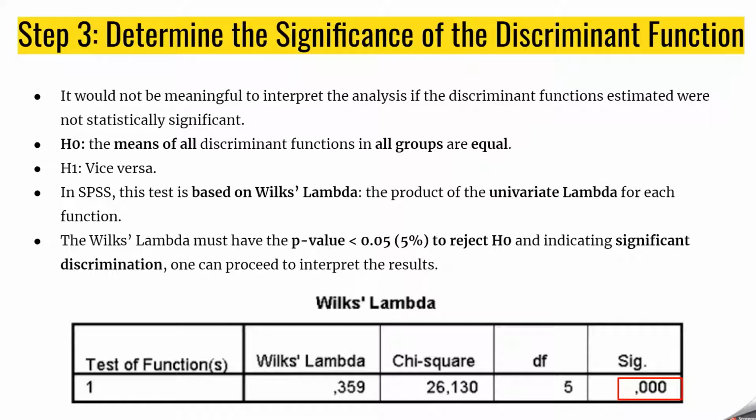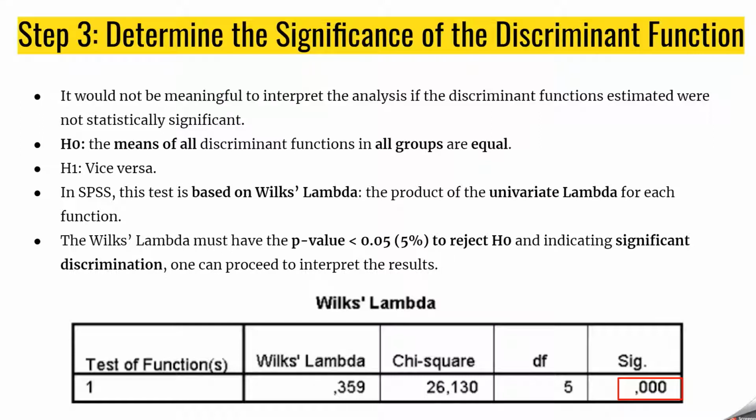So in SPSS, the test will be on Wilks' lambda. Wilks' lambda is the product of the univariate lambda for each function, and it must have a p-value less than 5% to reject the null hypothesis, indicating that there is significant discrimination, and one can proceed to step 4 and interpret the results.